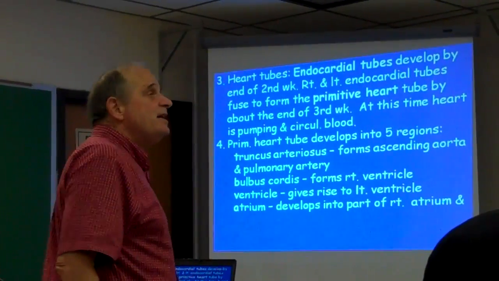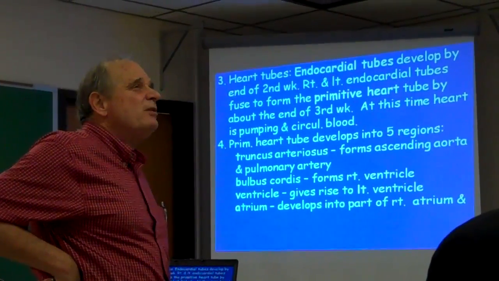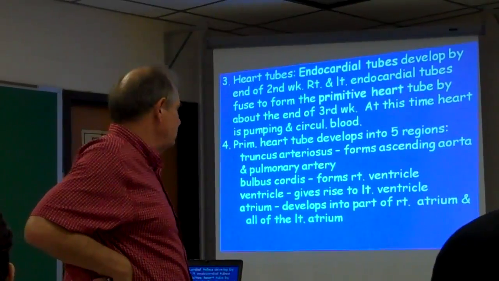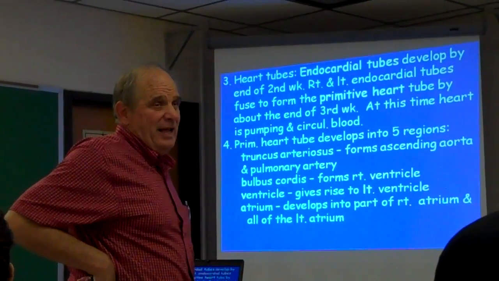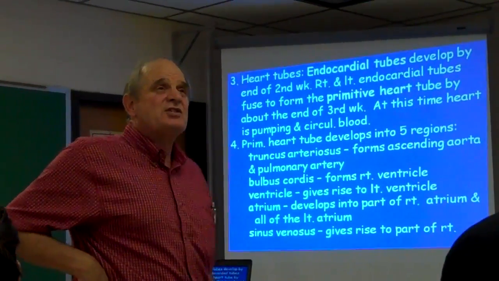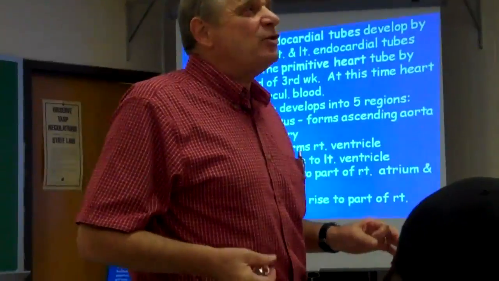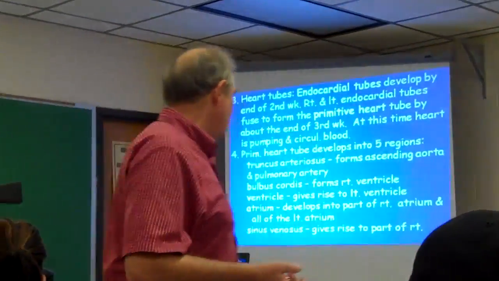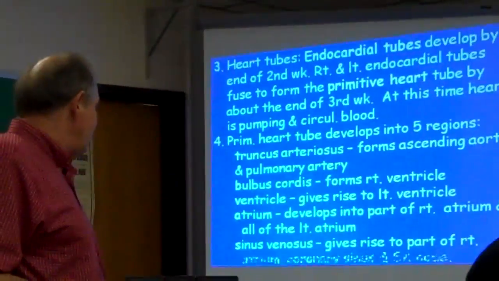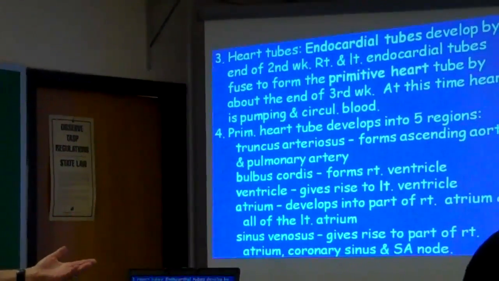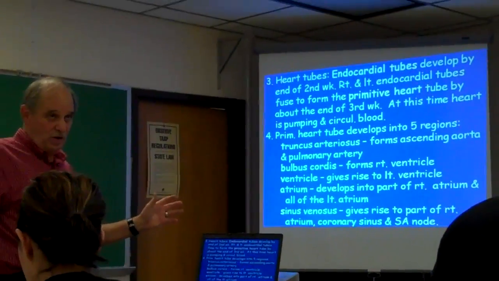And then the next thing is the atrium. The atrium develops into part of the right atrium and all of the left atrium. And now, a thing called the sinus venosus is the next thing mentioned. The sinus venosus is going to develop into the rest of the right atrium, the sinoatrial node, that's the pacemaker, and an auricle. So right here I said it gives rise to part of the right atrium, the coronary sinus, and the SA node. I meant to say coronary sinus, which we'll talk about later.